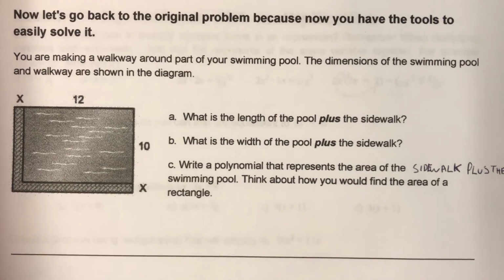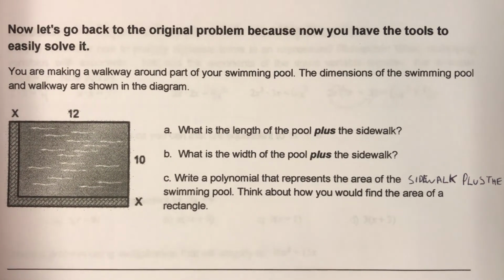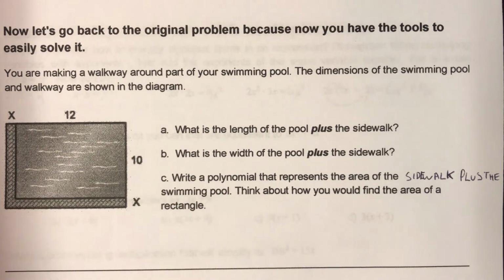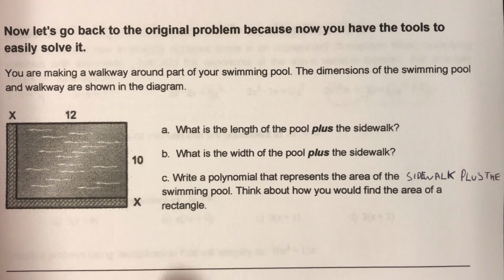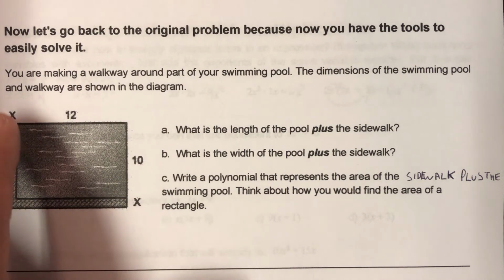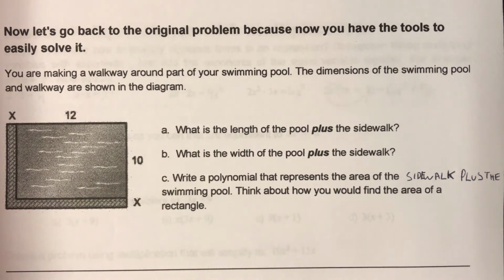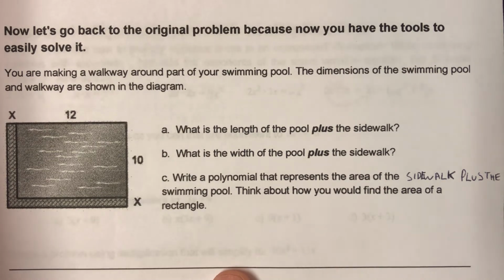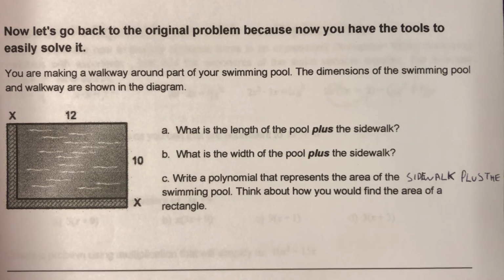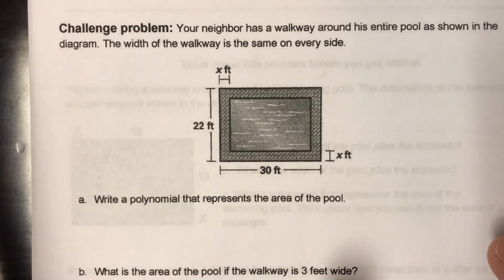So here, the pool problem is back on the last page of lesson number 7. And you have to find the area of the swimming pool plus the sidewalk, okay? So remember, you're setting up two binomials. So let me set this up, and then you can solve it. And then this one, this problem, you're going to do this on your own.